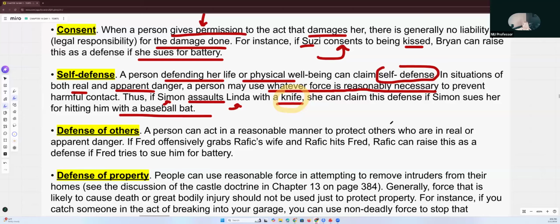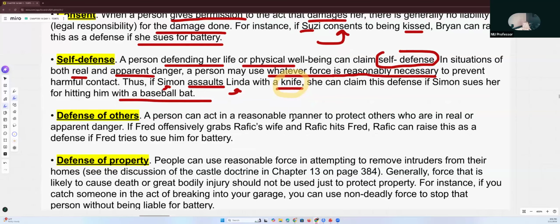I think the most important thing, everybody, is reasonably necessary. Reasonable force, not excessive force. Okay? All right, defense of others. A person can act in a reasonable manner, there's that word again, to protect others. So your client is not protecting themselves, but they can use reasonable force to protect someone else who is in real or apparent danger. Now, once again, the force has to be equal force. If you see somebody harming someone else, you need to use equal force to stop that harm. You're going to use the force that the person would have used if they could have used it.